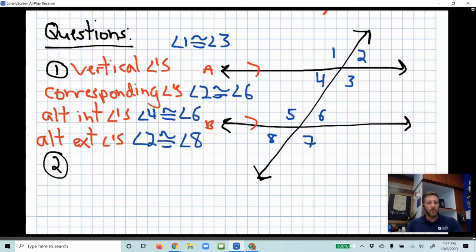So you'll see now, armed with this, when you have a certain angle measurement within a transversal, you can quickly identify multiple angles that are congruent. Vertical, corresponding, alternate interior, and alternate exterior.